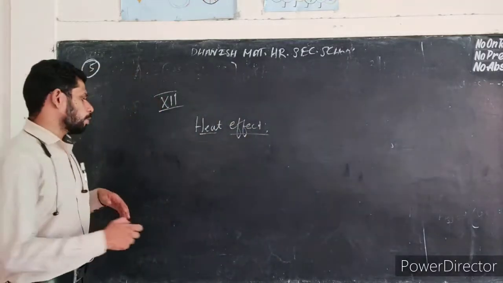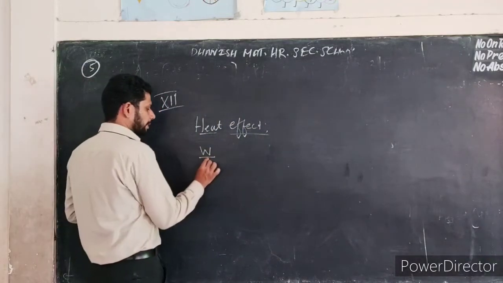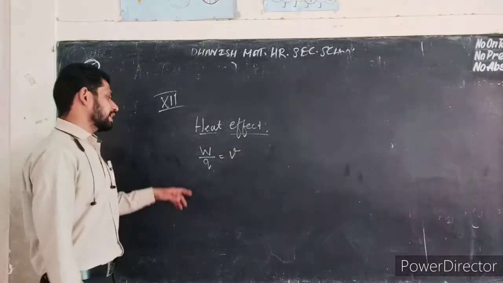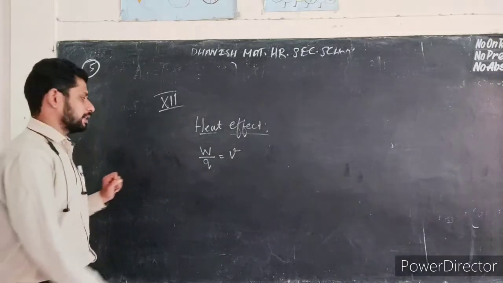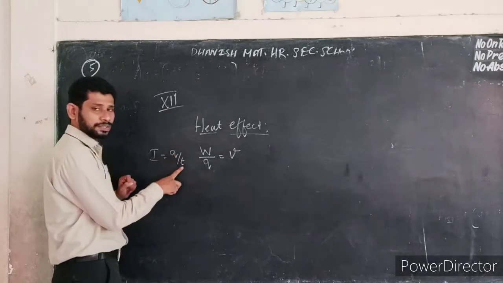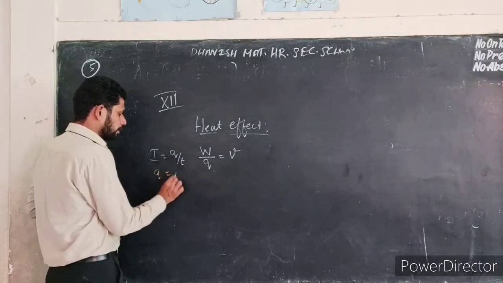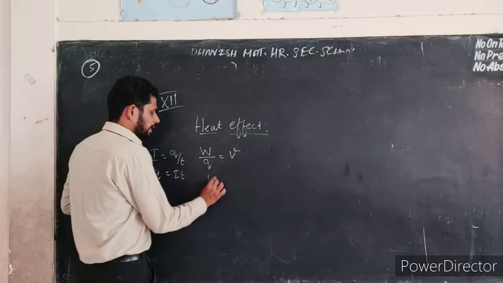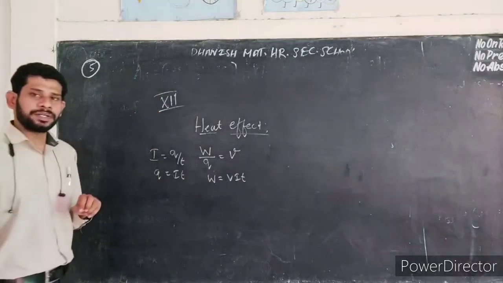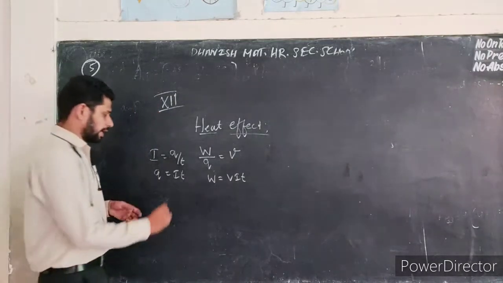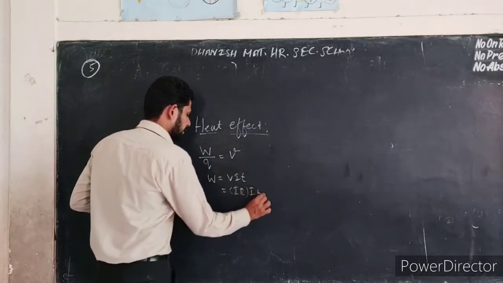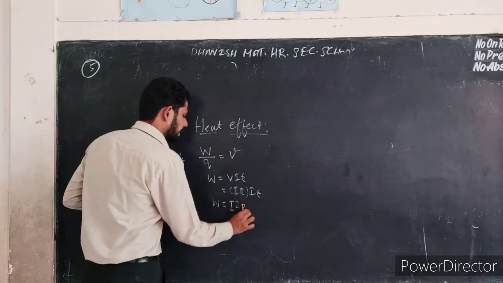What is the work done? The work done per charge is equal to the potential difference. The relation between the charge and the current: current I equals Q by t, the amount of charge passing per unit time. Then Q equals It. Now I can write work done equals VIt. V equals IR, which is your Ohm's law. Substituting IR for V, the work done is I squared Rt.